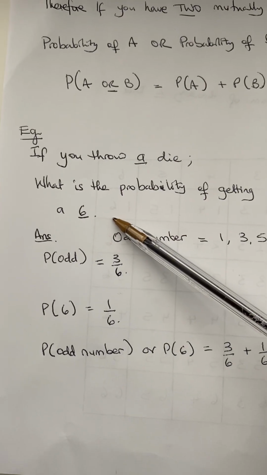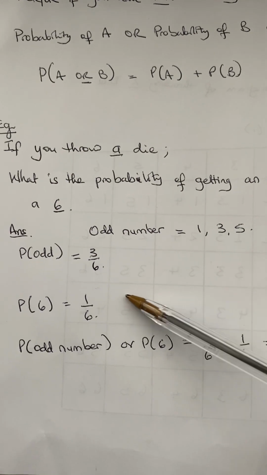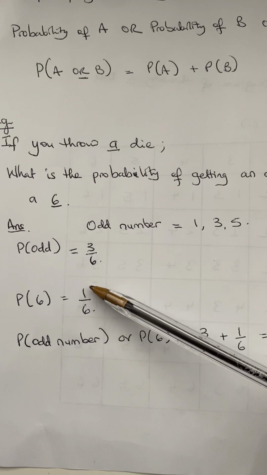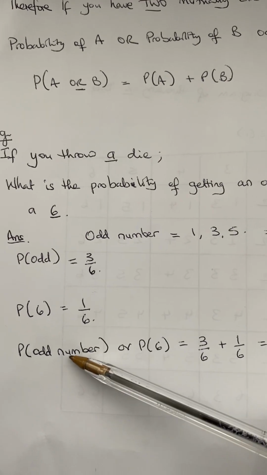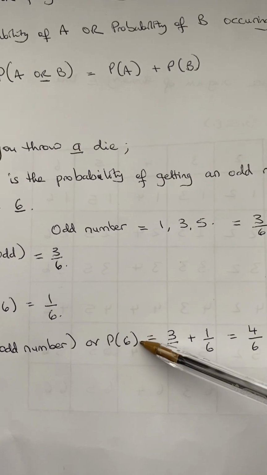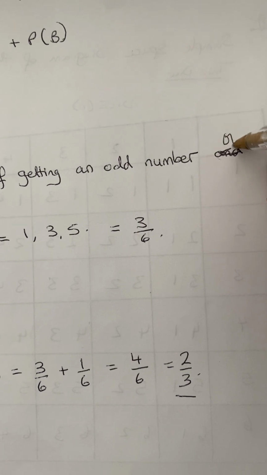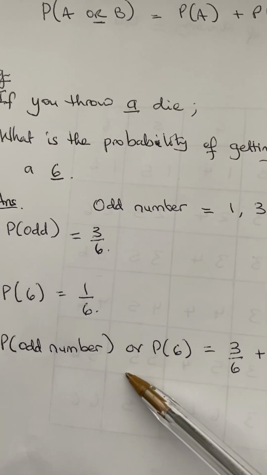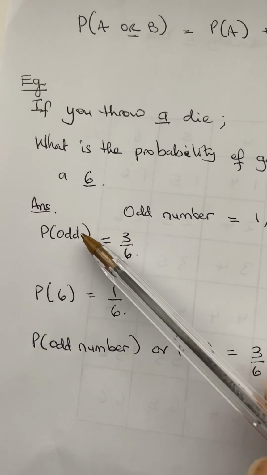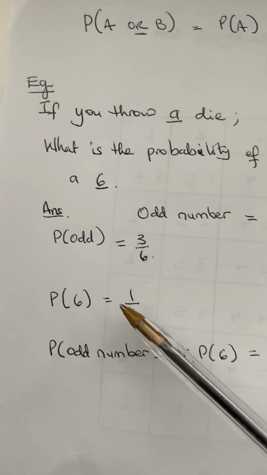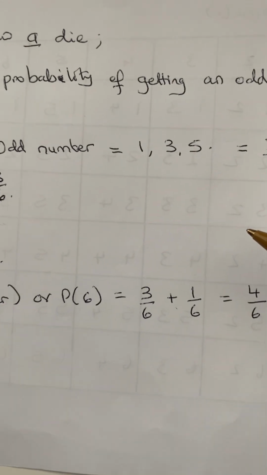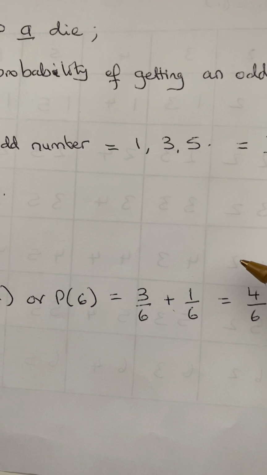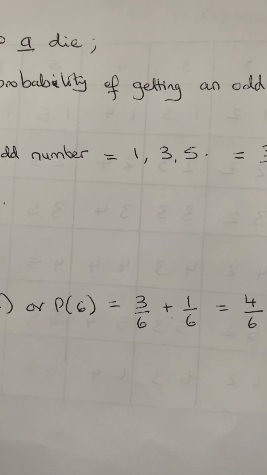Now, what is the probability of getting a 6? There is only one 6 on a die, so the probability of getting a 6 is 1 out of 6. So the probability of an odd number or a 6 is 3 out of 6, the probability of an odd number, plus 1 out of 6, because these are mutually exclusive events. They are not all going to happen at the same time. Only one can occur at a time, not both.